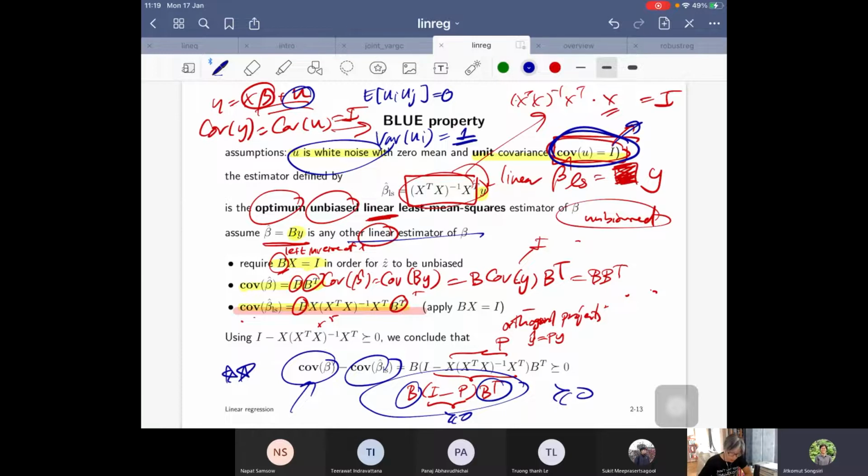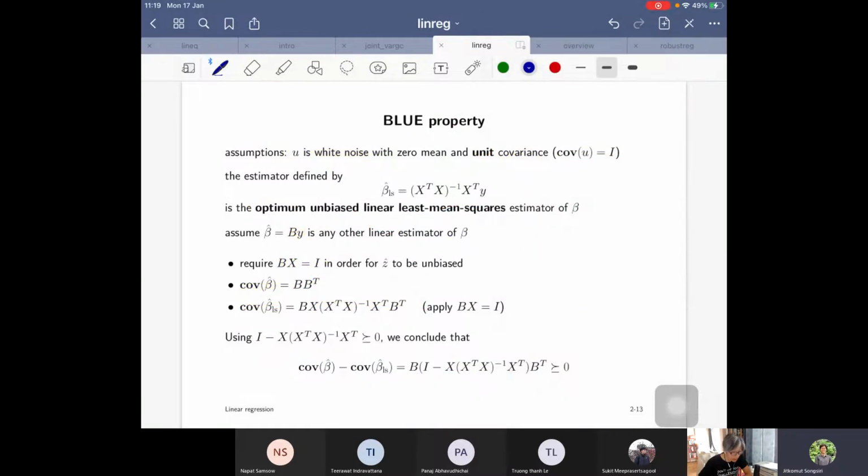Okay. So in short, we say the least square estimate has a BLUE property.